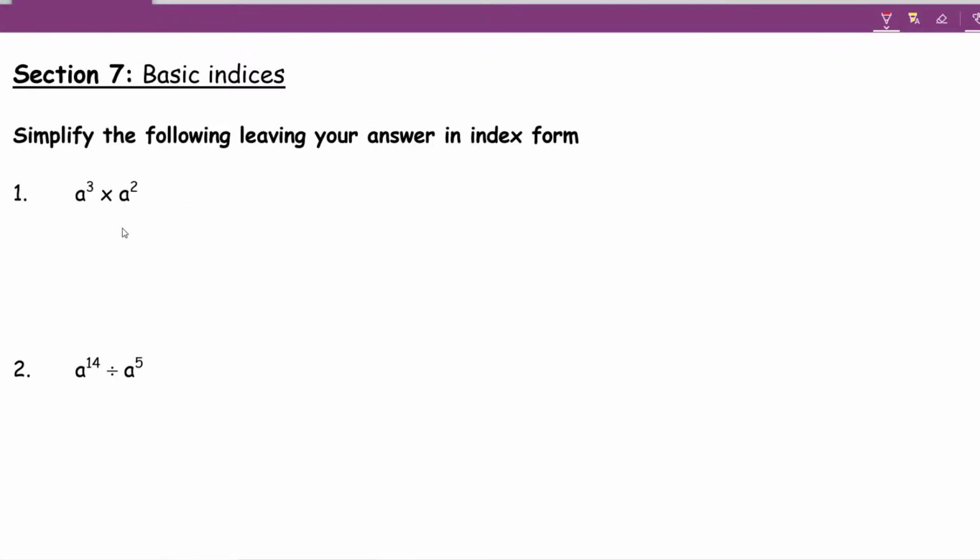So you'll start with some really basic ones and then move on to some tougher ones, what you see at GCSE level. Let's go at this one first.